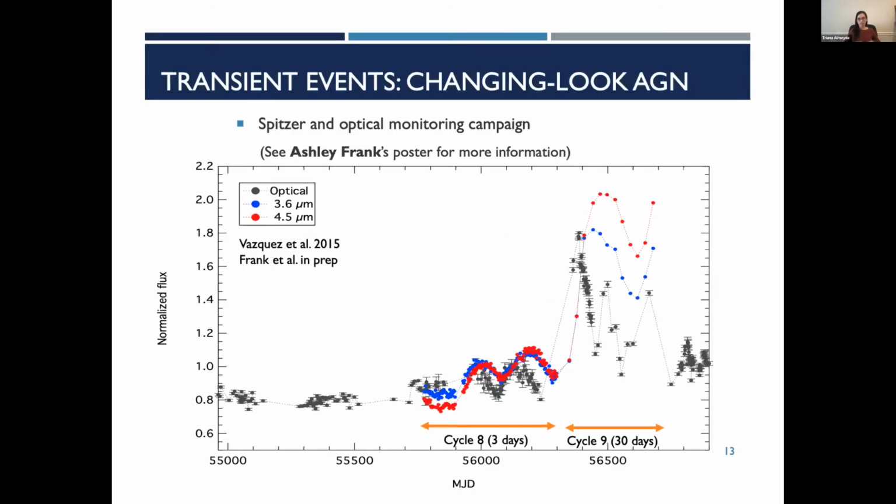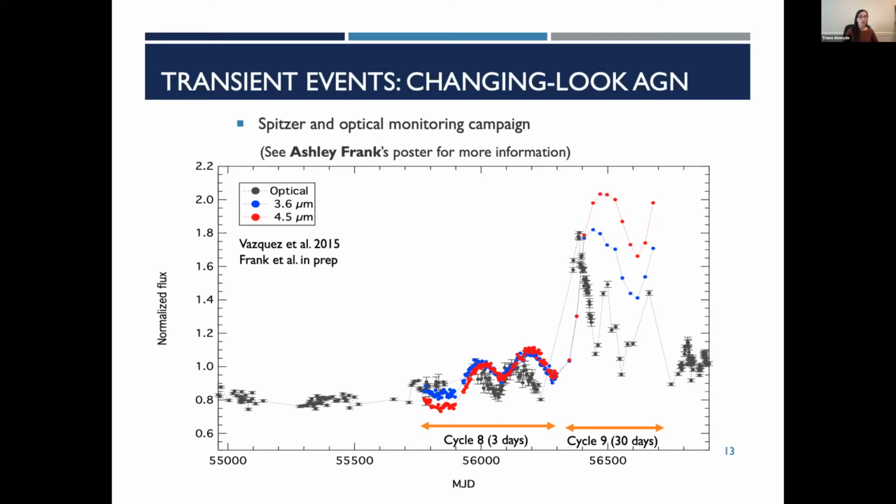So as mentioned in the previous 2 talks, it is known that changing or transient events can occur in AGN, such as changing look AGN or tidal disruption events, for instance. So although AGN can typically show consistent variations over time, they can undergo these transient events like this flare that we see here for the light curves of NGC 6418, where the optical data is shown in gray and the infrared Spitzer 3.6 and 4.5 micron data is seen in blue and red respectively.